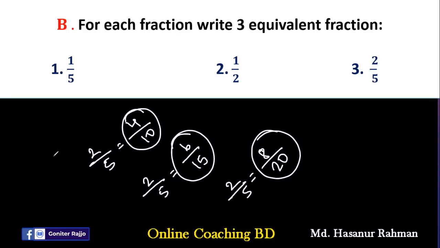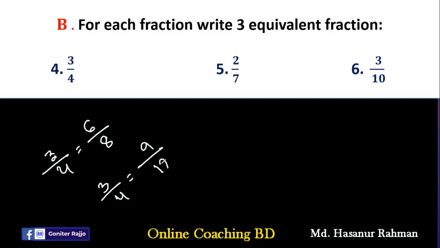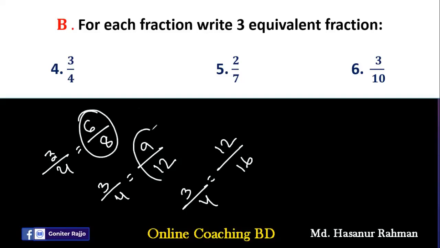Now number 4. Number 4 says 3 by 4. So how can we find out the equivalent fractions of 3 by 4? We have to find out 3 equivalent fractions. So 3 by 4, we can multiply it by 2 at first. So 3 2s are 6, 4 2s are 8. We can multiply this 3 by 4 by 3. 3 3s are 9, 4 3s are 12. We can multiply this 3 by 4 by 4. So 4 3s are 12, 4 4s are 16. So 6 by 8, 9 by 12, 12 by 16 are equivalent fractions of 3 by 4.